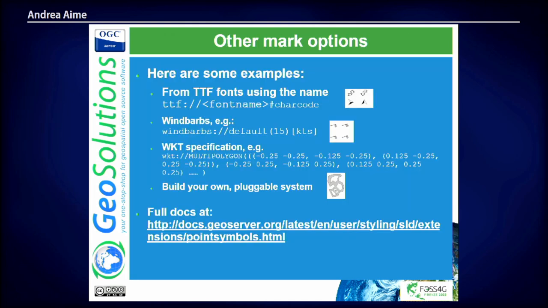GeoServer has a lot of options to do point symbology, so I can use TrueType fonts just like Esri does. I just need to point to the right code in the font. I can do wind barbs. I can do arbitrary geometries specified as WKT, and so on. There is a pluggable extension point. If you are not satisfied with these options, you can literally roll up your own Java class and do it whatever way you want.